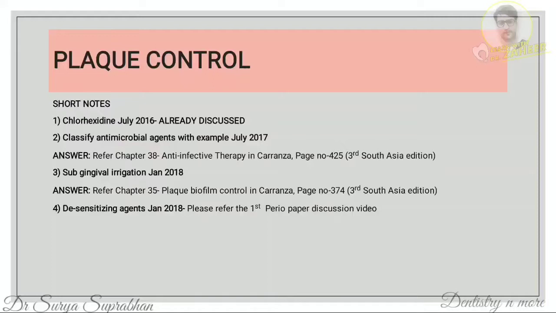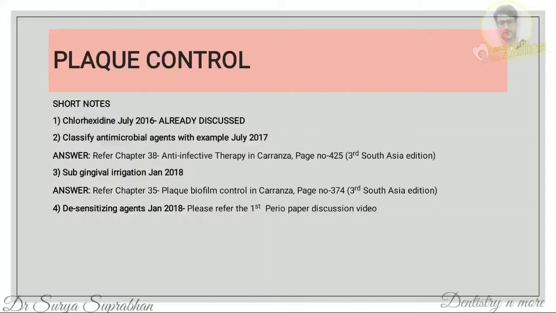And also you can classify according to the compounds, that is metronidazole belongs to nitroimidazole, ciprofloxacin belongs to quinolone, and erythromycin and azithromycin belong to macrolides. Okay, so like that you have to classify the antimicrobial agents.